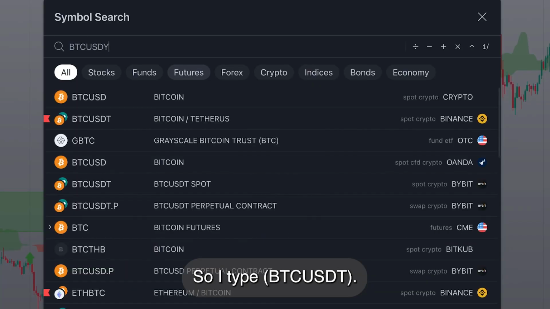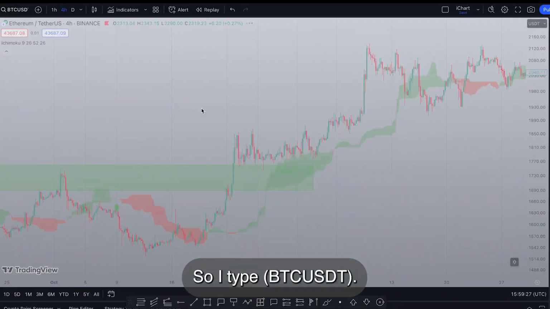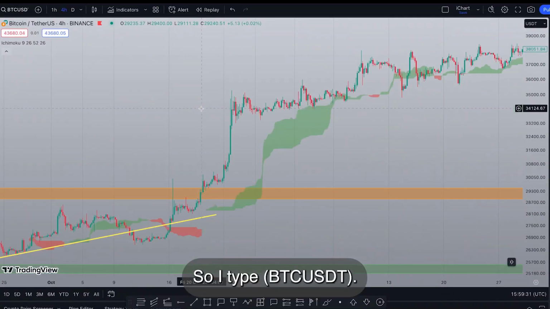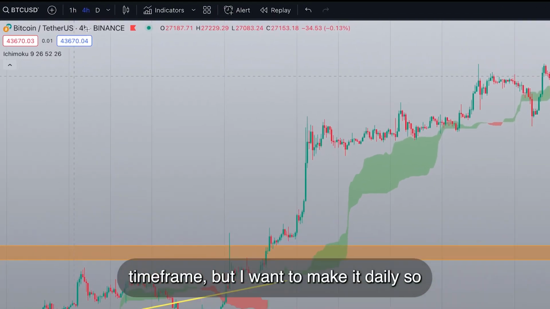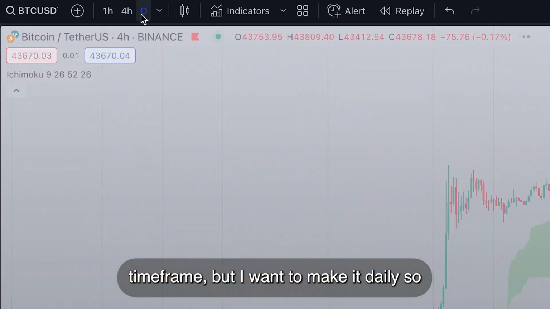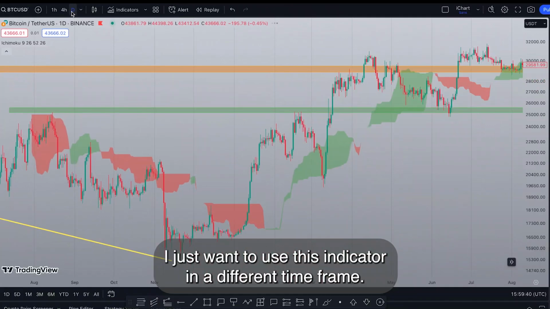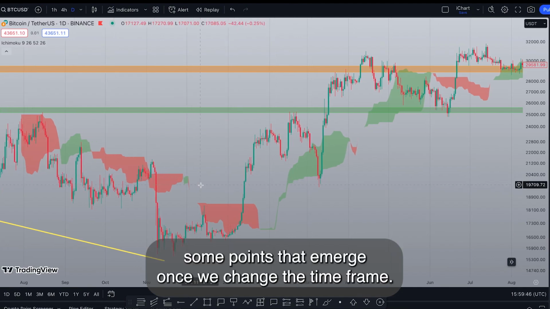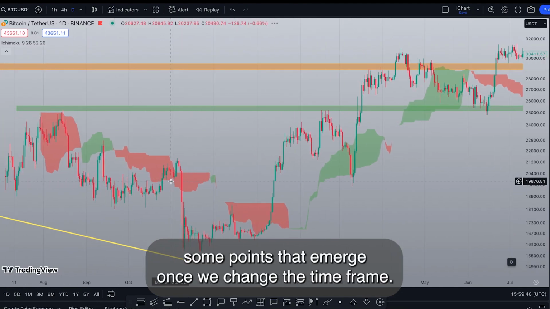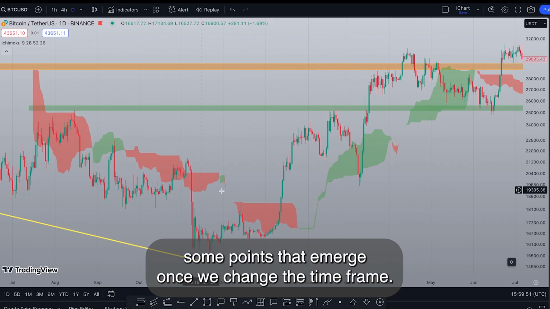So I type BTC USDT. Perfect. Here is the Bitcoin chart, again with the 4 hours time frame, but I want to make it daily. So I just want to use this indicator in a different time frame. As you can see, there are some points that emerge once we change the time frame.